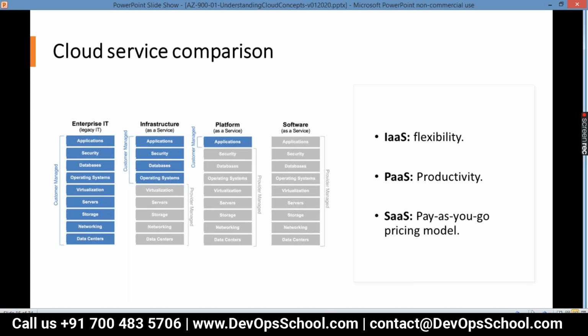Try to understand the difference between infrastructure, platform, software, and on premises. In platform, we are going to manage only the application. The rest of the things like security, database, operating system, virtualization, everything is managed by the cloud provider.